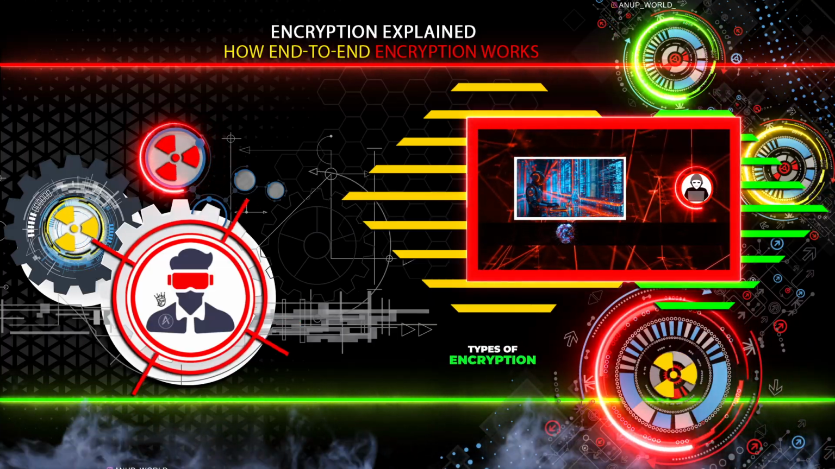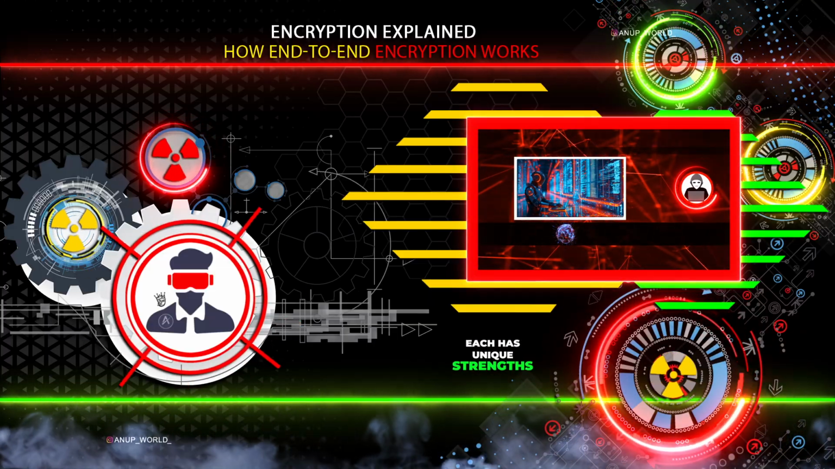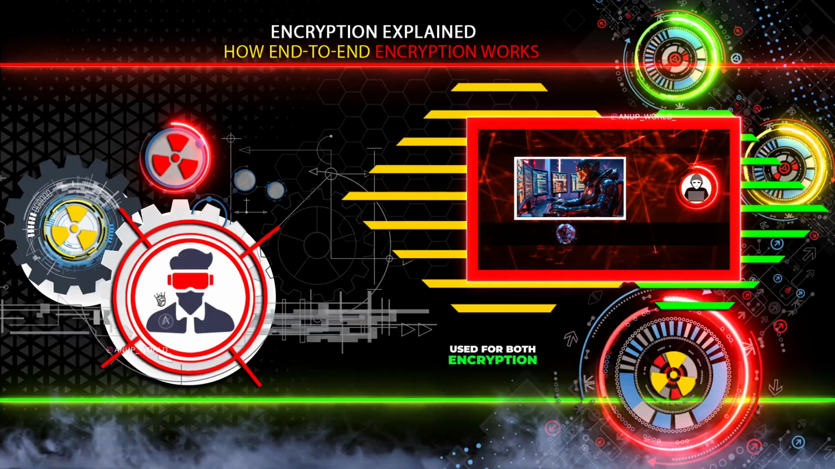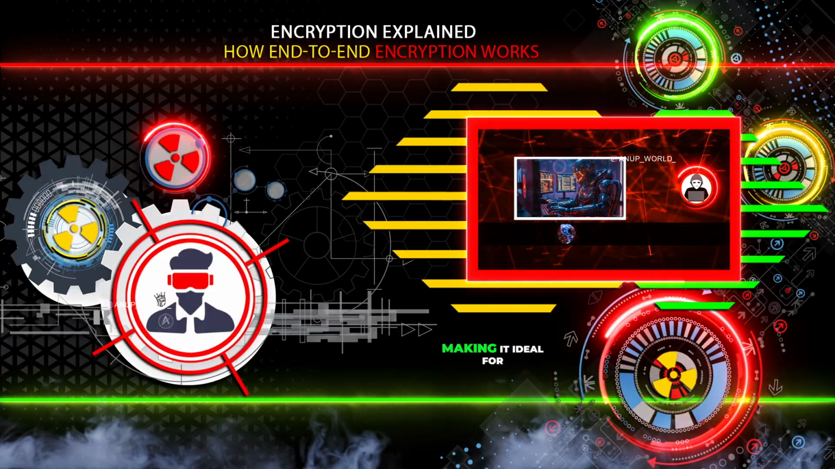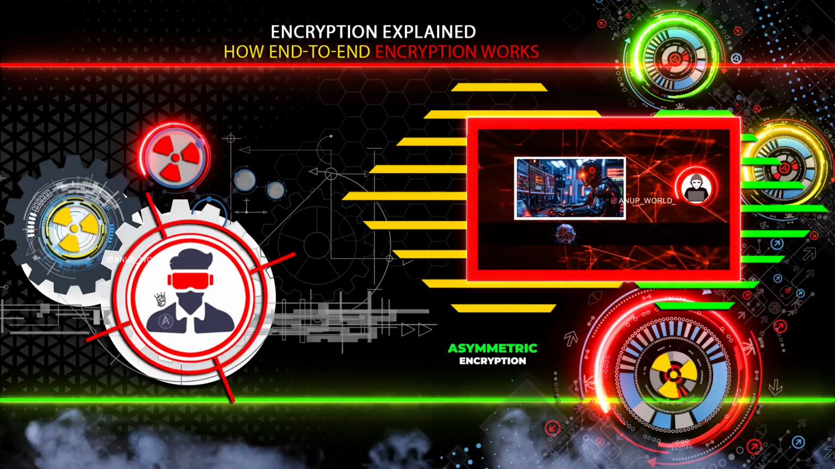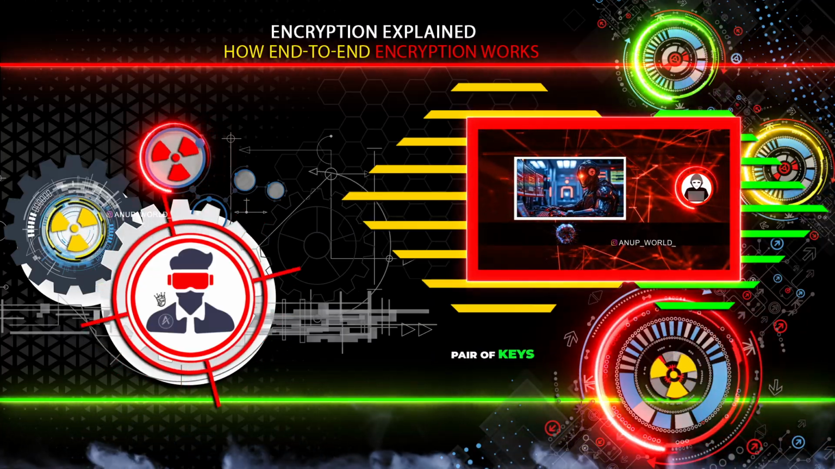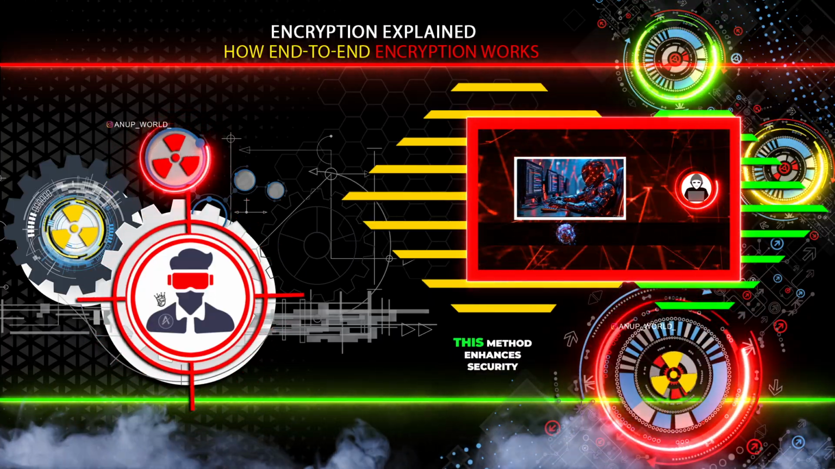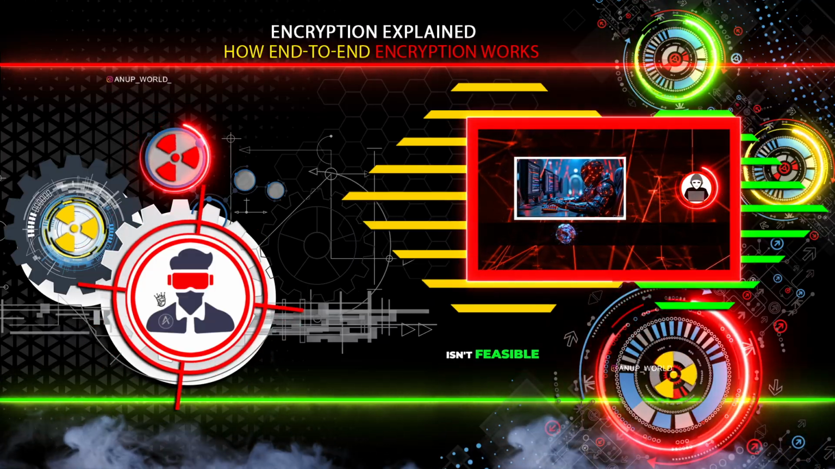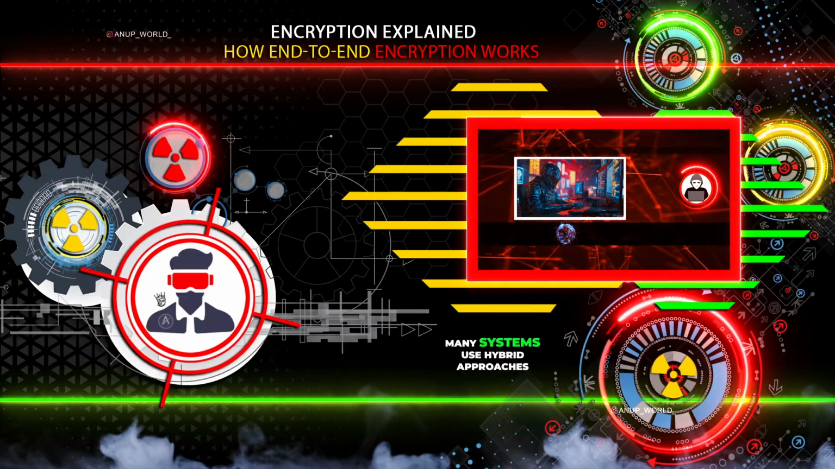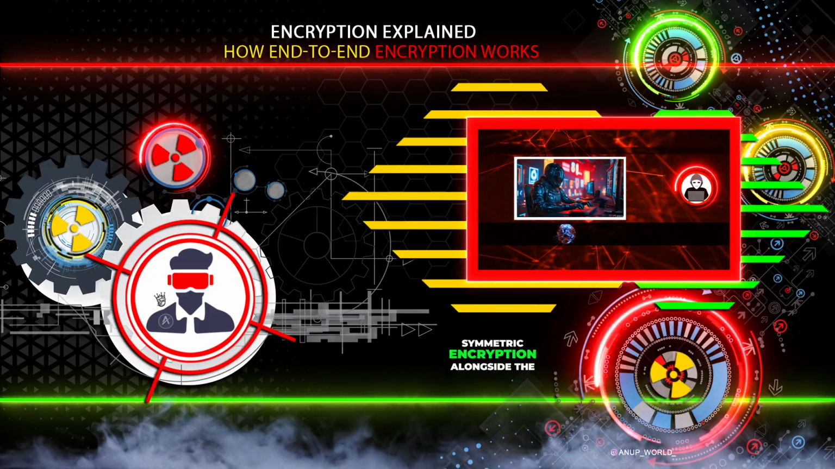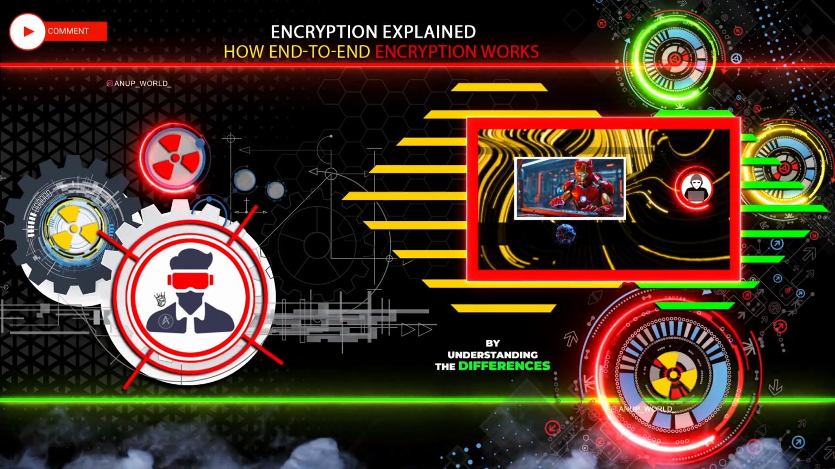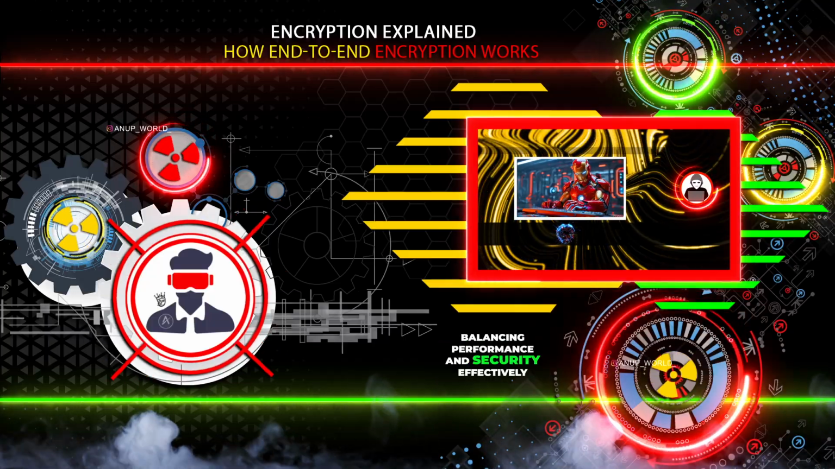There are two main types of encryption: symmetric and asymmetric. Each has unique strengths and use cases. Symmetric encryption. In symmetric encryption, the same key is used for both encryption and decryption. It's fast and efficient, making it ideal for large-scale data transfers. Asymmetric encryption. Asymmetric encryption uses a pair of keys, one public and one private. The public key encrypts the data, while the private key decrypts it. This method enhances security, especially when sharing keys isn't feasible. Hybrid systems. Many systems use hybrid approaches, leveraging the efficiency of symmetric encryption alongside the robustness of asymmetric methods. Versatile protection. By understanding the differences, we can choose the right tool for the job, balancing performance and security effectively.